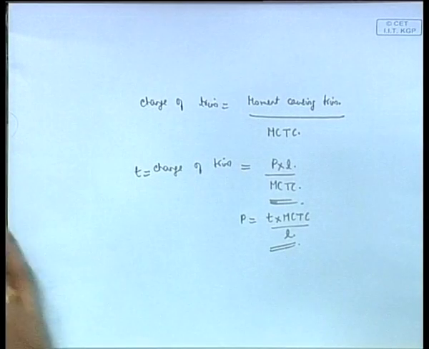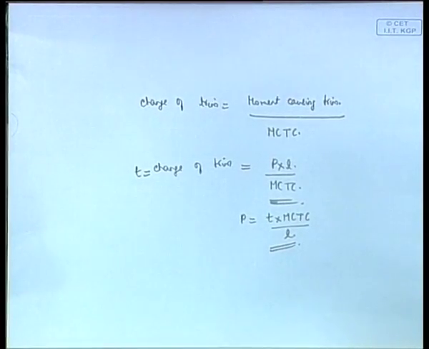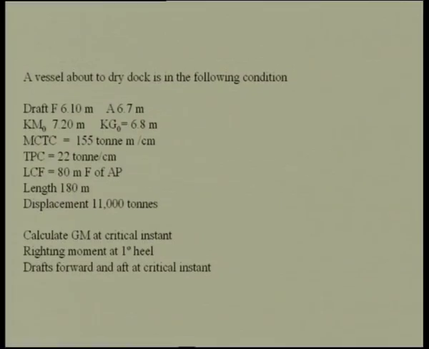Now, we have some problems. I put the problems up on the screen now. You can read this. Now, this is the problem. A vessel is now about to dry dock, and it is said to be in the following condition. You are given that the draft forward is equal to 6.1 meter, draft aft is 6.7 meter. This is a particular case, draft forward is less than draft aft.